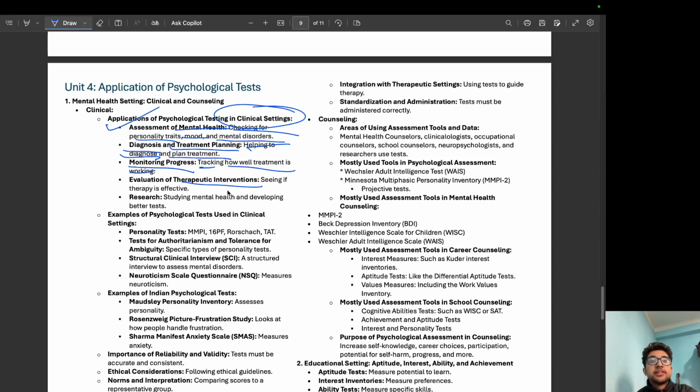So let's talk about some examples. There are personality tests like MMPI, 16PF, and the Rorschach and TAT tests. Then there are also tests for authoritarianism and tolerance for ambiguity. This is specific types of personality. There are structured clinical interviews. There are neuroticism scale questionnaires. So this is something you can study, you can memorize. These are some of the examples. There are also examples of some of the Indian psychological tests, which you can again study yourself.